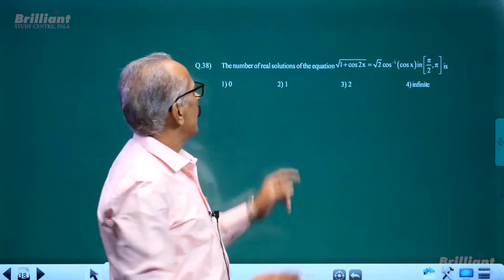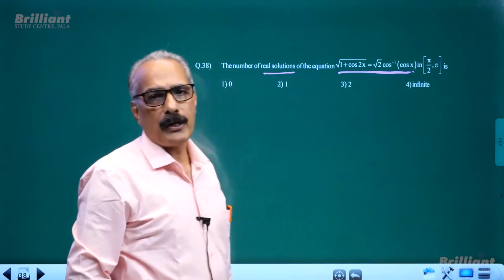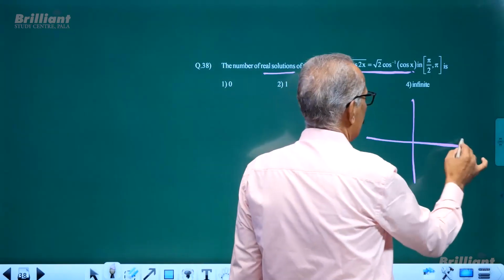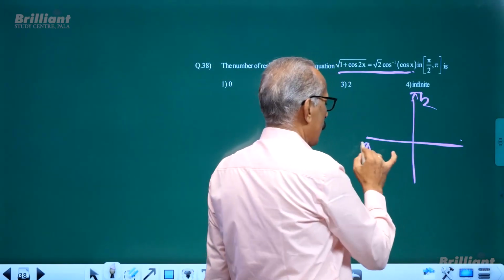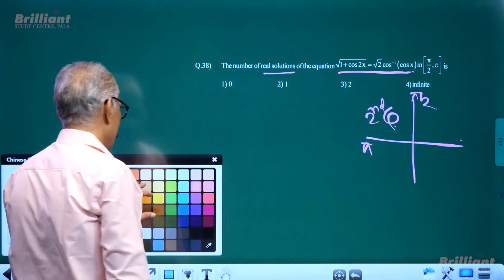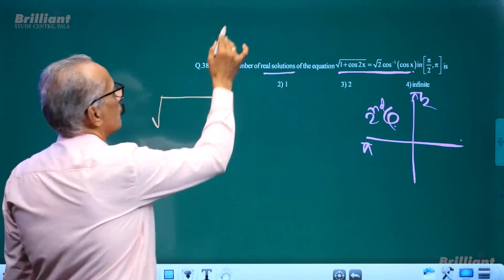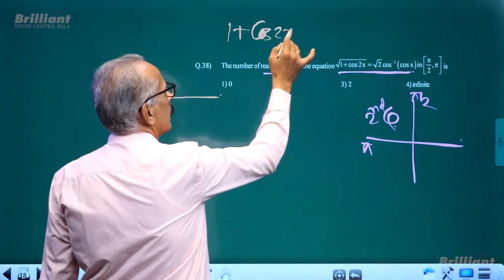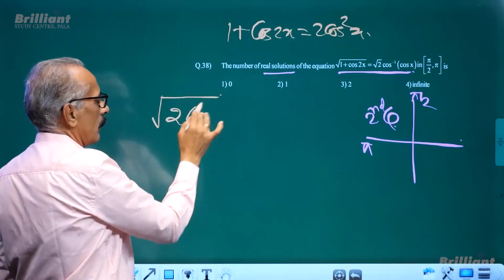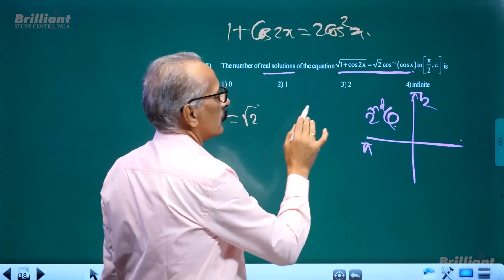The number of real solutions of the equation given, in the interval pi by 2 comma pi. Let's simplify. Pi by 2 comma pi means which one? This is pi by 2, this is pi. Therefore, second quadrant. Root of 1 plus cos 2x. What is the formula for 1 plus cos 2x? 2 cos square x. So I write here: this is 2 cos square x equal to root 2 into cos inverse of cos x.